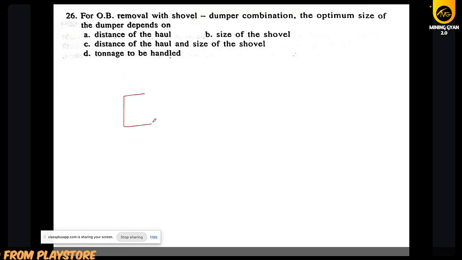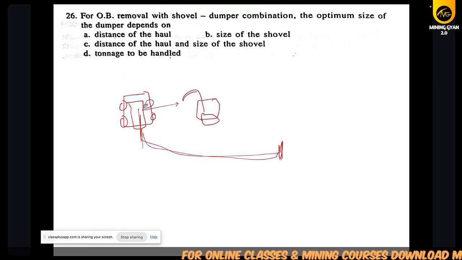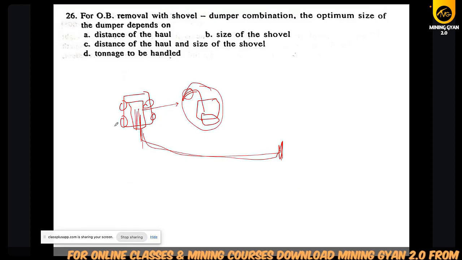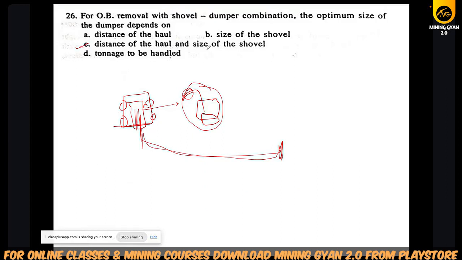If you want to buy a dumper for your mines, then the dumper capacity will depend on your shovel as well as the distance the dumper has to travel. If you only take the shovel's bucket capacity, and you don't know the distance it has to travel, how will it work? So the distance of the haul and the size of the shovel, you have to consider to buy a dumper, the optimum size of dumper for your mines.